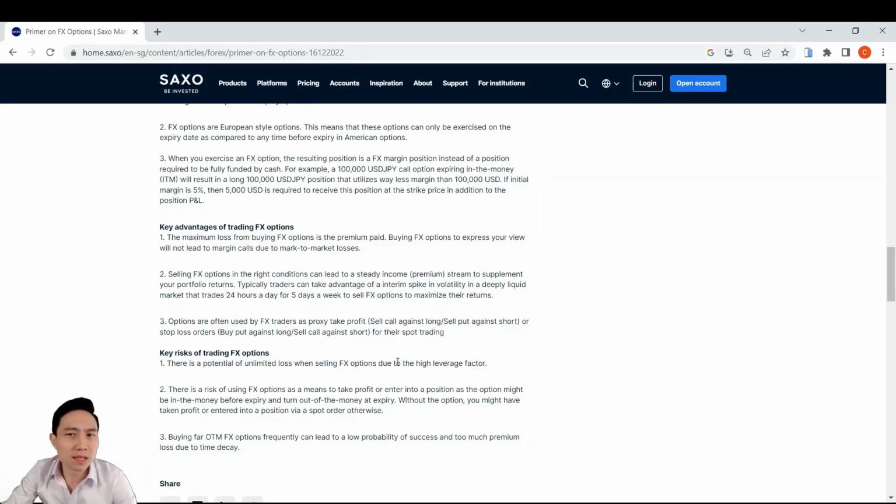This can also be done as a stop-loss order, where you buy a put against a long position and thereby protect your downside below your put strike price.